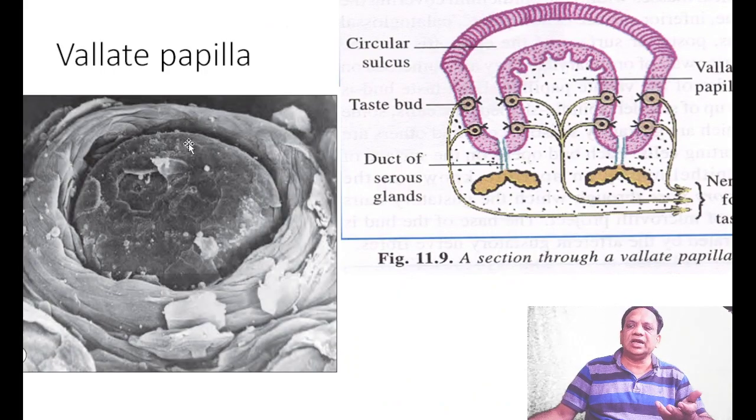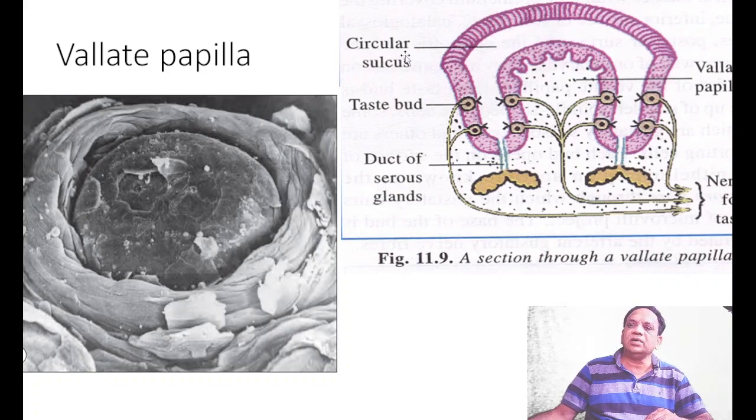So this is the vallate papilla. Vallum means this wall. The outer wall of this is called vallum. Just like this sulcus, this is called the circular sulcus, and the central elevation is there. If we take a section, you can see the central elevation is there, and there is a groove between these two walls, just like the water-filled canals around a fort. So this is a circular sulcus around this central papilla. So this entire thing is called vallate papilla, and the outer wall of this sulcus is called vallum.